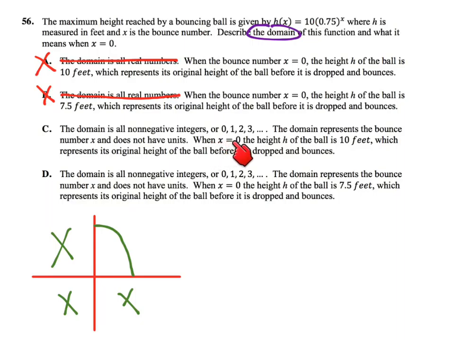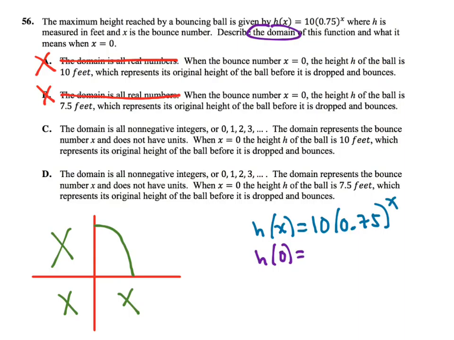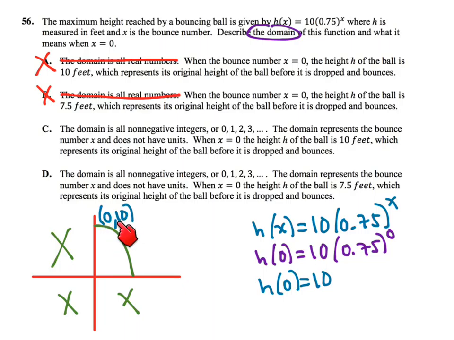Okay, when x equals 0, the height h of the ball is 10 feet, or when x equals 0, the height h of the ball is 7.5 feet. Well, I could either look here and remember that this is my initial value, or I could plug it in. H of x equals 10 times 0.75 to the power of x. So if I plug in 0 for x, I get h of 0 equals 10 times 0.75 to the power of 0. This is going to equal 1, right? So h of 0 equals 10. That means my initial value is 10. That means that my answer is, when x is 0, the height is 10 feet. My answer is C.